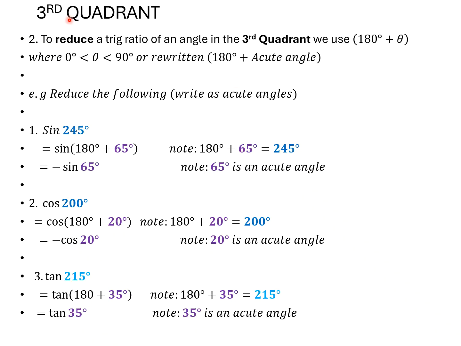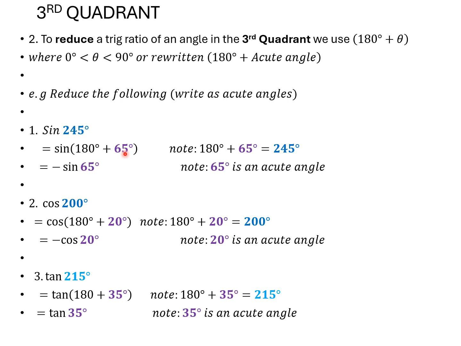Let's look at the third quadrant. To reduce the trig ratio of an angle in the third quadrant, we use 180 plus an acute angle. Acute angle again, less than 90, greater than 0. The third quadrant is 180 degrees up to 270, so 245 falls between those two values. So sine 245 falls in the third quadrant. Therefore, we say 180 degrees plus 65 gives me 245. If we reduce in the third quadrant, sine is negative, so that becomes negative sine 65 degrees.